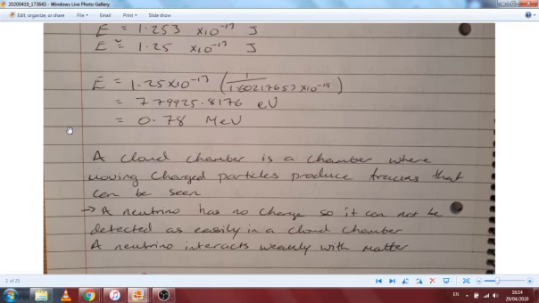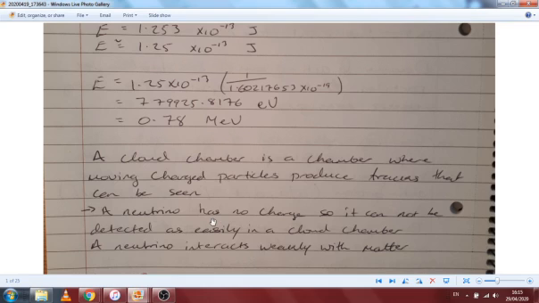Your positron, the first antiparticle discovered, was also seen there, and it would move in a different way to the electron. A neutrino, on the other hand, has no charge, so it cannot be detected as easily in a cloud chamber, because a cloud chamber detects charged particles. A neutrino only interacts weakly with matter, so that's the second reason. So it barely interacts with matter and it has no charge, so there are your two reasons.